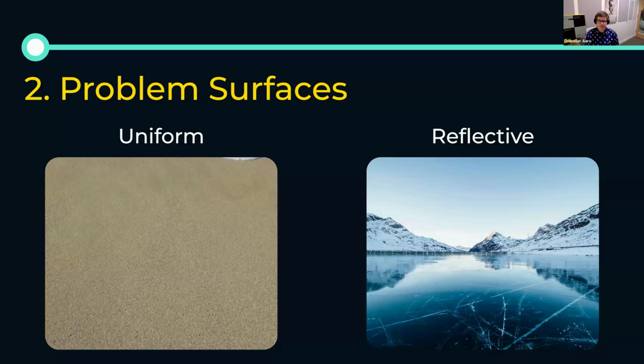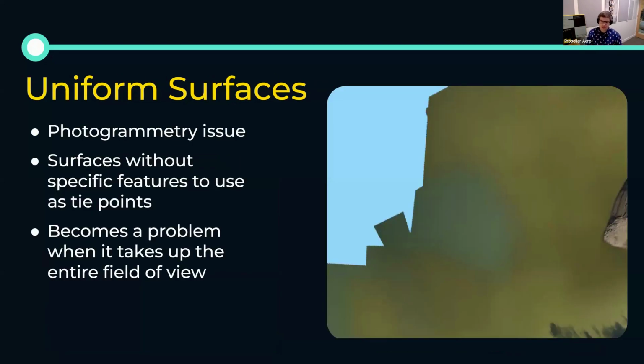We're going to talk a lot about water. So uniform surfaces, this is mostly a photogrammetry issue, because if we don't have features in each photo to use as those tie points that I talked about earlier, we're unable to stitch the photos together into a single orthomosaic. And this becomes a big problem when it takes up the entirety of the field of view of the camera. So what you see on the right side here is a lake, and near the shoreline and near the trees and things like that, we're able to stitch it together. But as soon as it goes out into the center of the lake and you only start seeing water in the picture, we end up with these big holes in the model because we're just not able to use those photos to stitch them together.